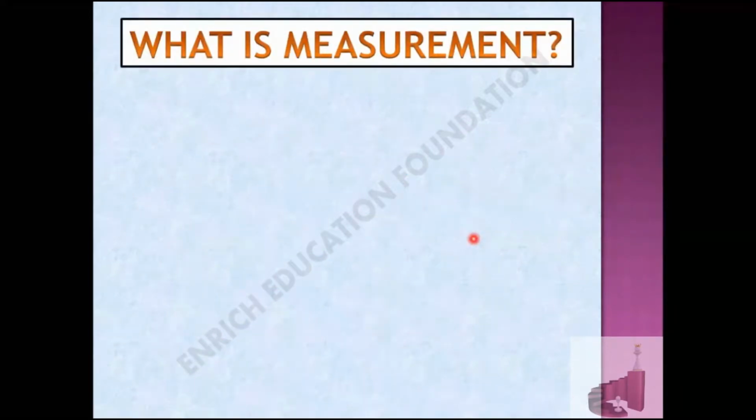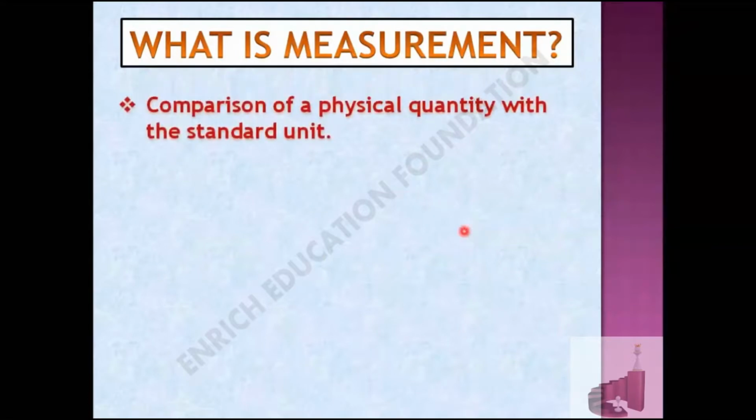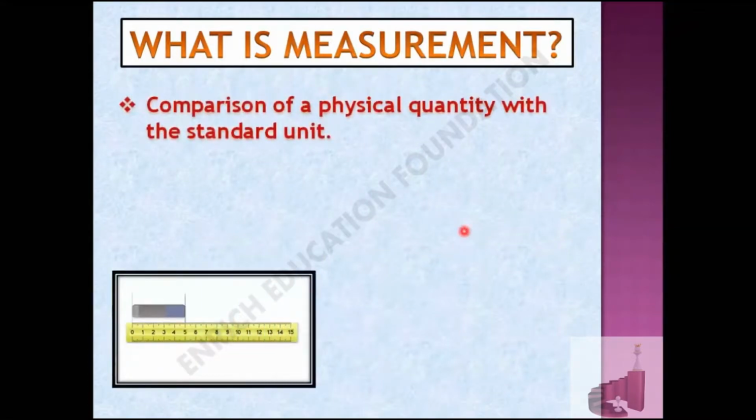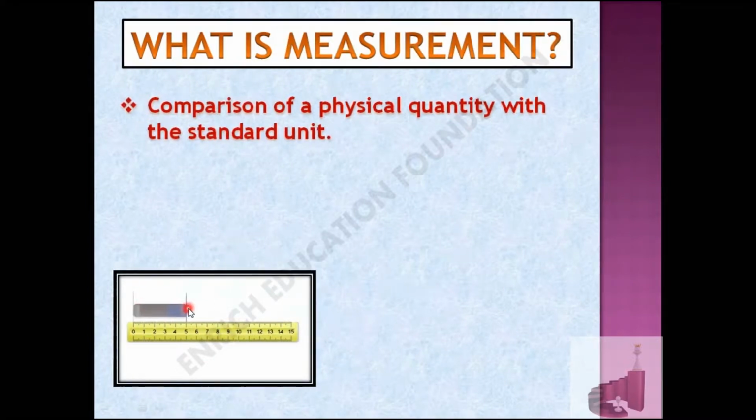First, let us see what is meant by measurement. Measurement means comparing a physical quantity with a standard unit. For example, the length of the rubber as say 5 centimeters, or you can give it as 5 into 10 to the power of minus 2 meters. So with the help of a standard unit, that is meter, you are giving the length of this rubber. So this way of comparing a given physical quantity with the standard unit is called as measurement.